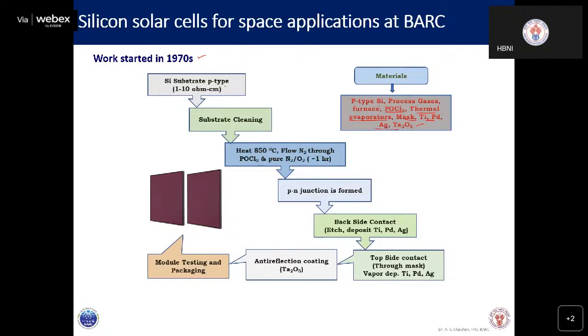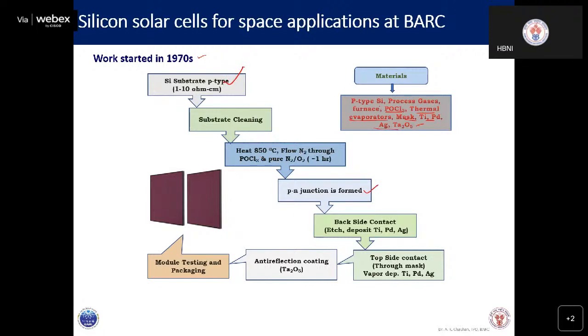The substrate: a P-type original substrate, and then substrate cleaning. Then it was given a heat treatment at 850 degrees centigrade, and nitrogen was flown through it. The nitrogen was actually passed through POCl3 so that it takes a certain amount of phosphorus at an optimized flow rate. Then a P-N junction is formed because you have a P-type silicon substrate over there.